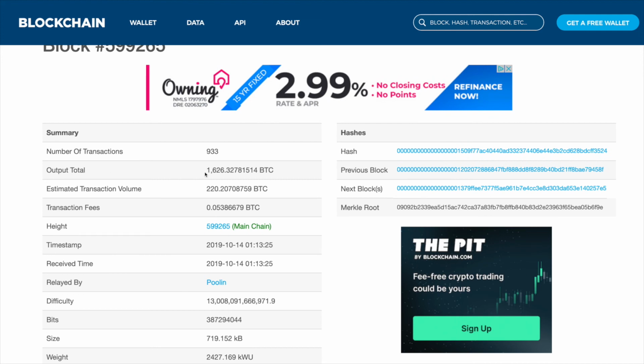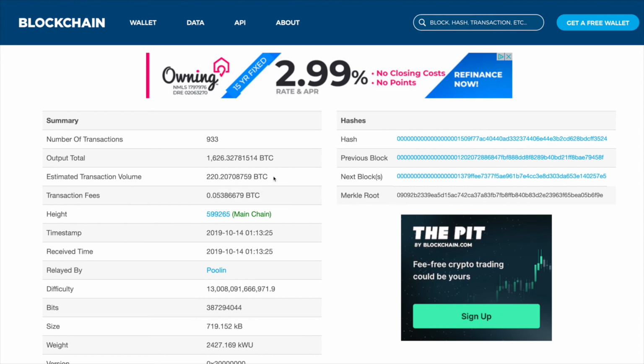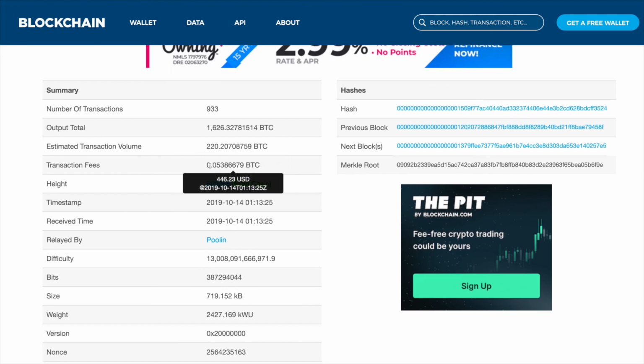The total output, which includes payment to itself, is 1,626 Bitcoin, and this is the estimated transaction volume, which does not include the payment to itself, that's 220 Bitcoin, and the transaction fee is 0.05 Bitcoin, and the height is how many blocks in the total history.